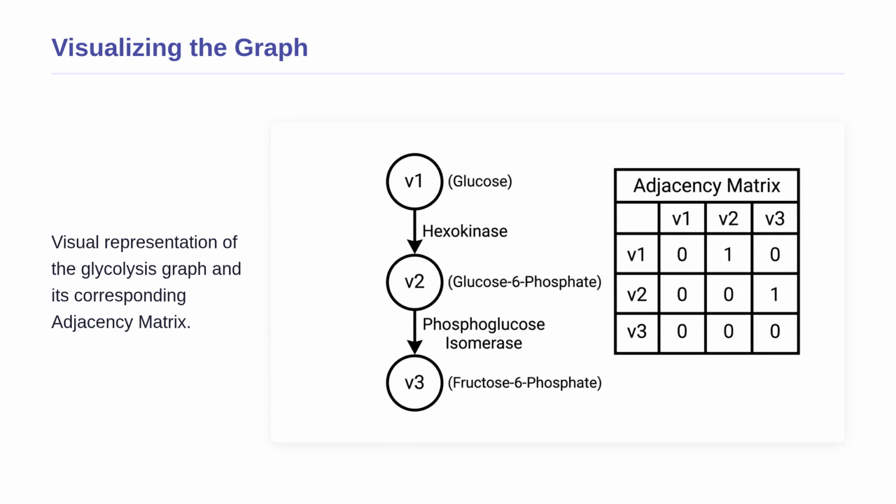On the right is the adjacency matrix. Notice how the grid uses 1s to show where connections exist and 0s where they do not. This matrix is exactly how the database stores the visual graph in a computer's memory.